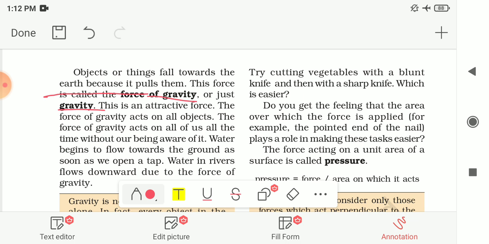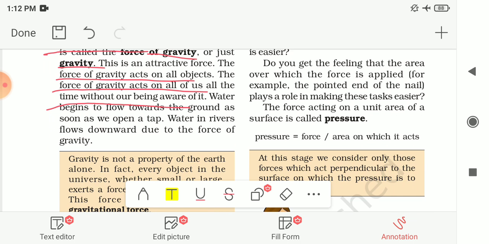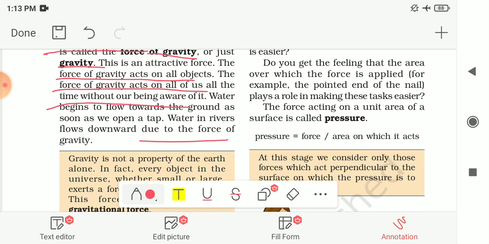This is an attractive force. The force of gravity acts on all the objects, and it acts on all of us all the time without our being aware of it. Sometimes without knowing that this force is acting on us, at that time also the force of gravity is acting on us. Here is an example: water begins to flow towards the ground as soon as we open the tap.